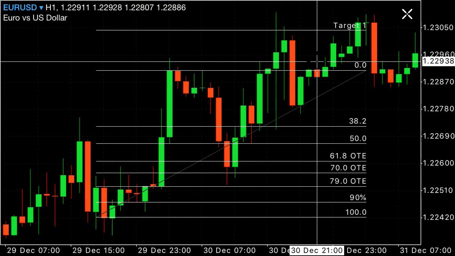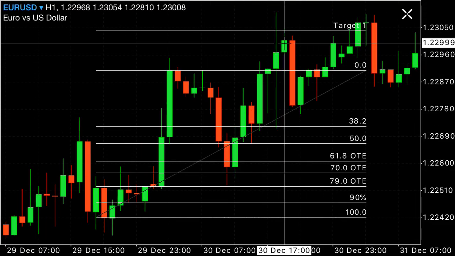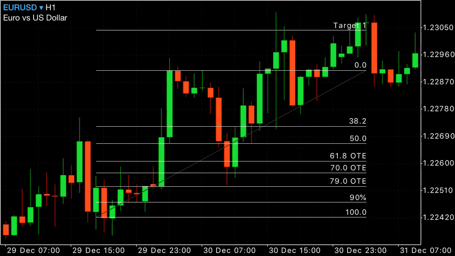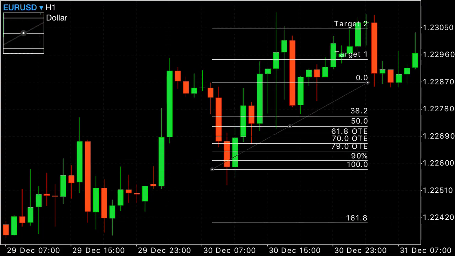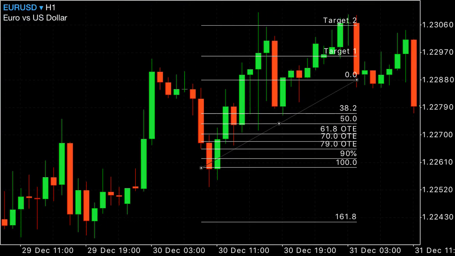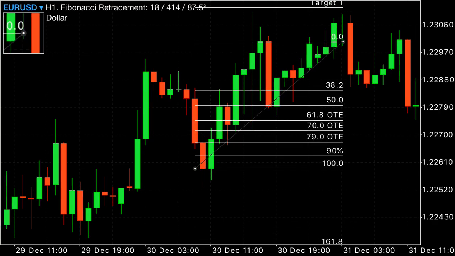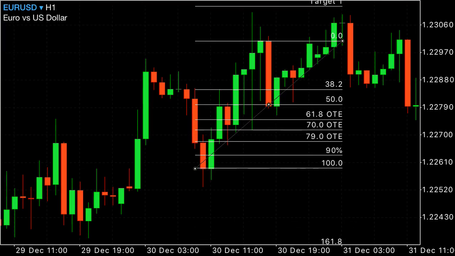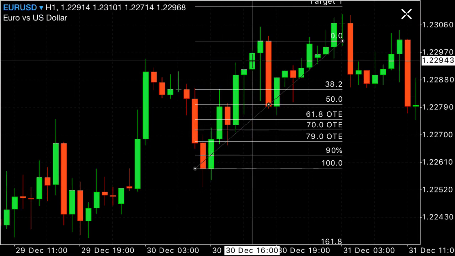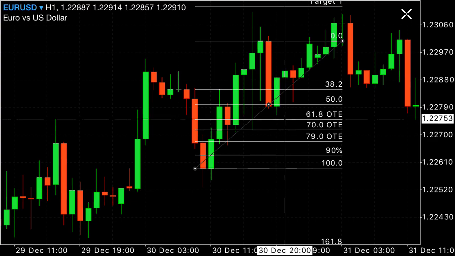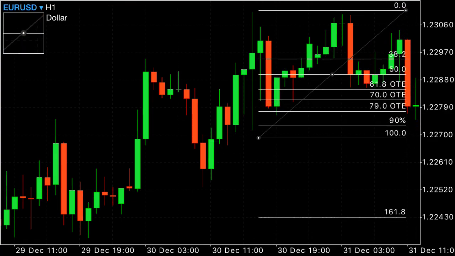So this would be your second entry. And obviously, as you can see, we've hit this first target. If you didn't get on that, then you just move it along and look for your second entry. Let's see if this matches up. So we went from that swing low to that swing high. No, we just about missed entry there. So let's carry on.